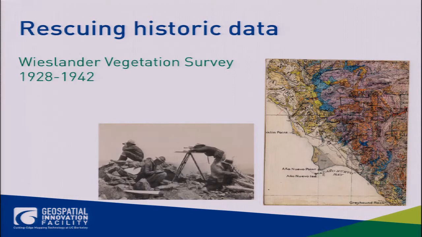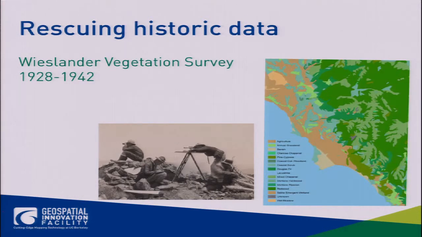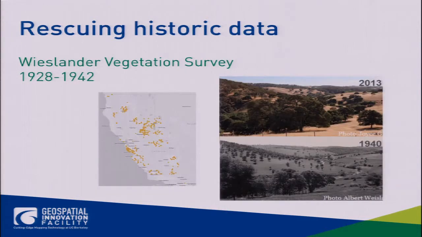We also have really amazing historic data that we're trying to rescue from being lost forever. One of these great data sets is the Wieslander Vegetation Survey that was done by the USGS in the 20s through 40s. They actually meticulously hand-drew maps of vegetation throughout the state during this time. And colleagues at UC Davis have now digitized thousands of these polygons so that they can also be accessed through this engine and used for analyses, not only to look at what's happening today, but to compare it to what things used to look like in the 20s through 30s.